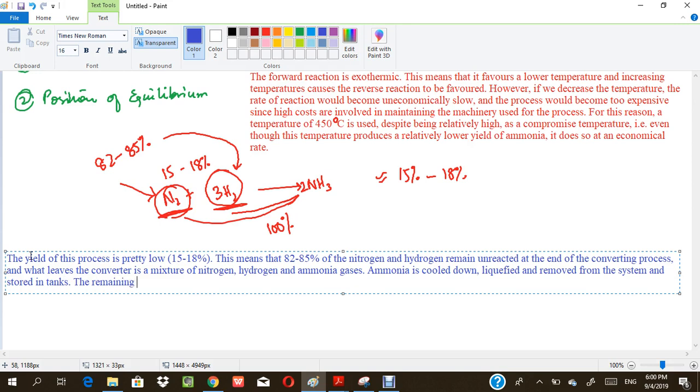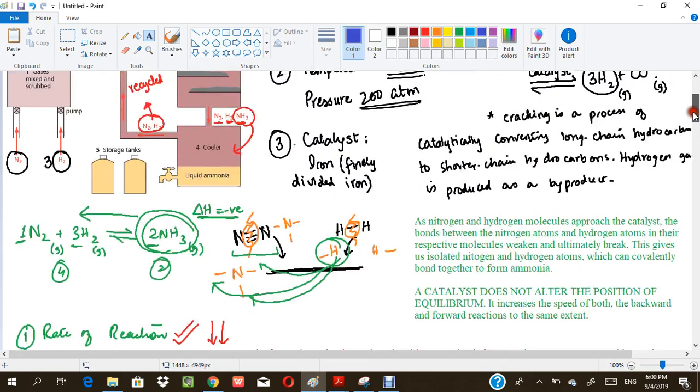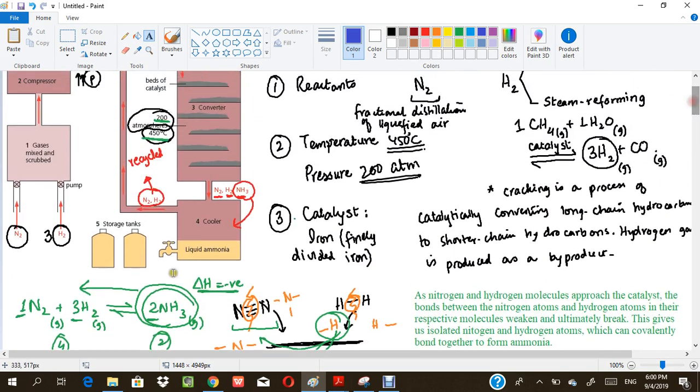The remaining nitrogen and hydrogen gases are then recycled to give more ammonia in the next cycle. And this process continues until all the nitrogen and hydrogen are used up. So we have formed ammonia. Fine.